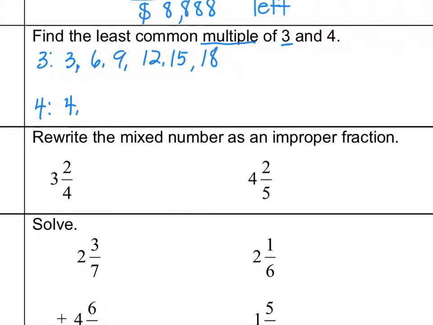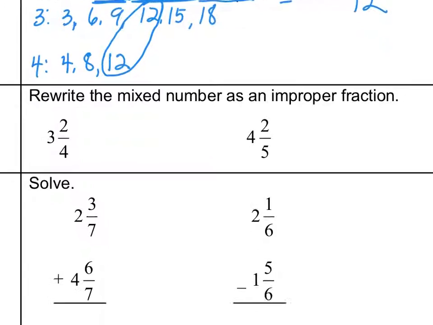All right, 4, 8. And as I do these, I'm looking to see if they're in the top list. 12. Look, here we have it. The least, that means the smallest, multiple that they have in common, that means in both lists, is 12.